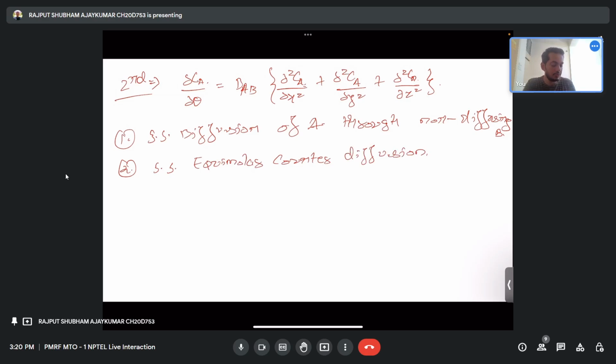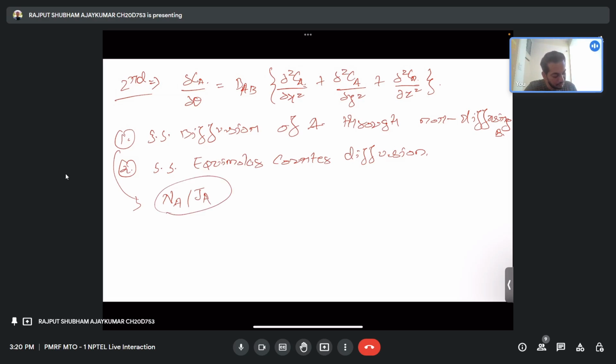In case of steady state diffusion of A through non-diffusing B, if you take NA, before starting, what are NA and GA? Like I said, NA is the flux relative to a fixed location in space. These are the two different flux terms which you will be relating in the later course, so you have to remember what NA and GA specifically are.